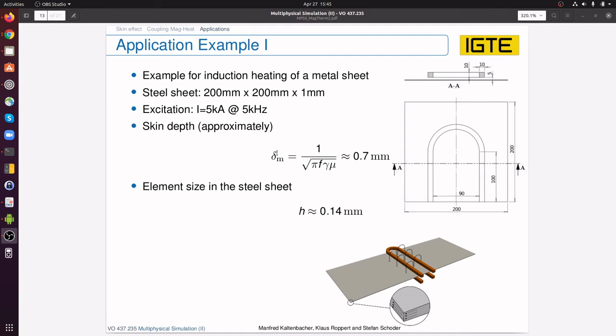And the skin depth can be approximated with 0.7 millimeter. So the sheet itself was 1 millimeter, so not the best setup. So if this was an actual application that was built, I would say let's increase the frequency such that the skin penetration depth is, I don't know, 0.2, or not much larger than 0.2, 0.3.